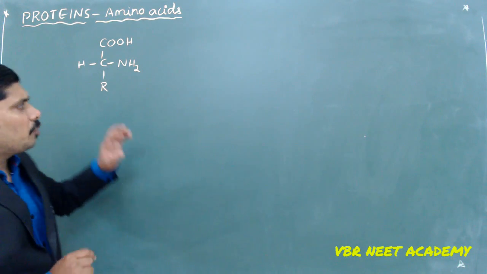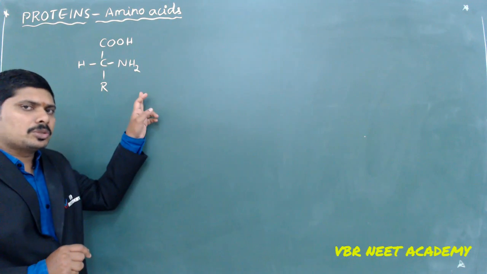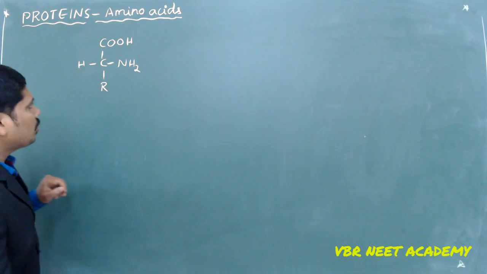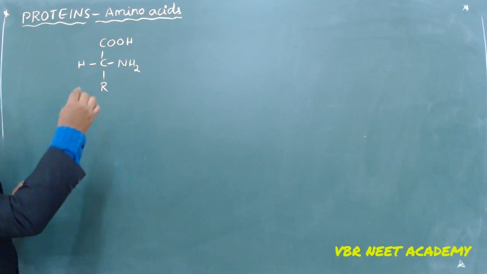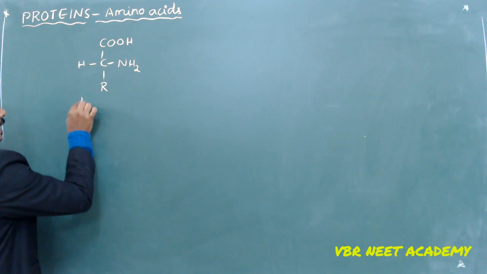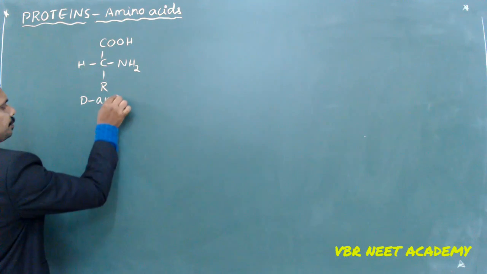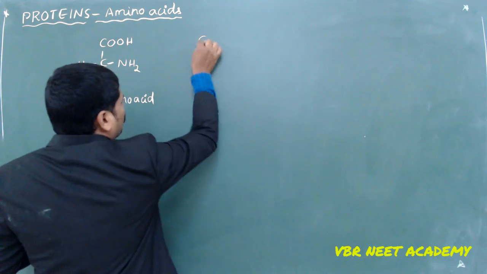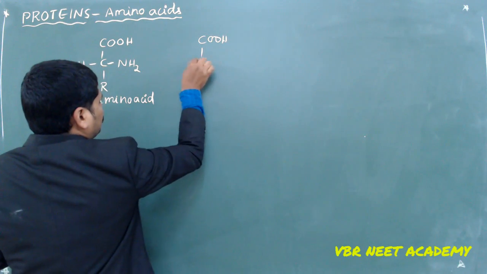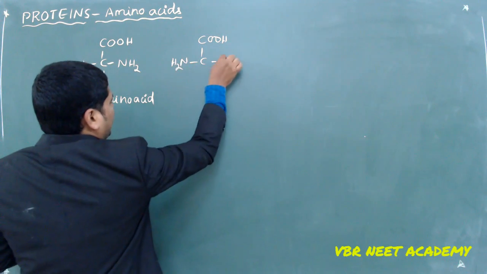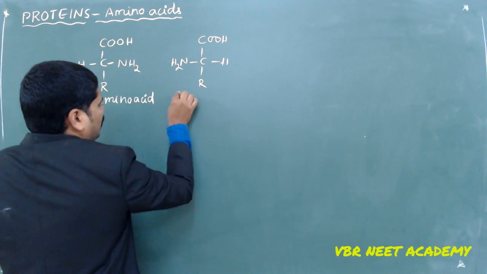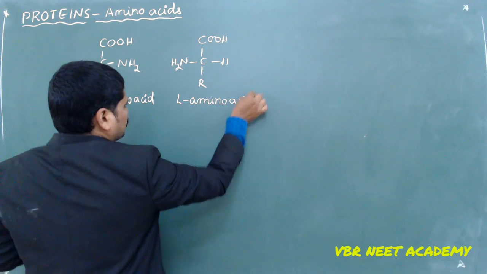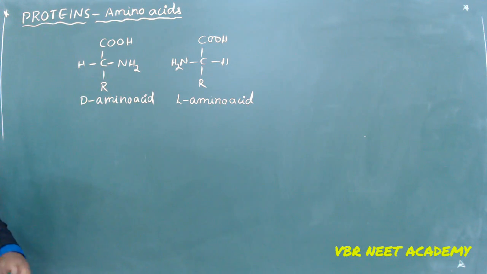The same way we can give the configuration of amino acid, H and NH2 group is going to decide it. So now here NH2 is going to be present on right hand side. I am going to call this one as D amino acid. If that NH2 is going to be present left hand side and hydrogen is right hand side, I will call this one as L amino acid. It is called as L amino acid.